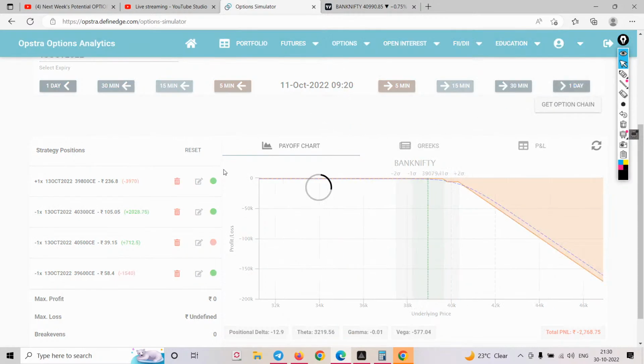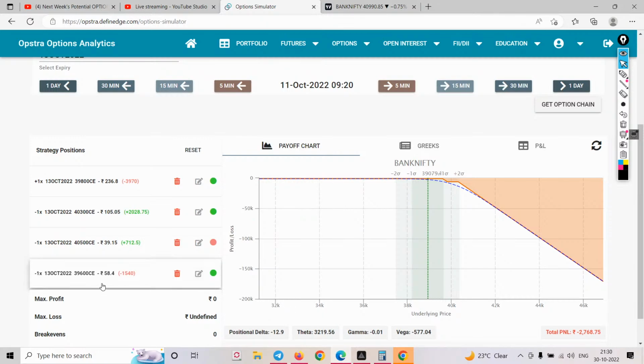On 11th, we are on 11th. I'm not sure whether I'm doing it right or not. Did I sell it here? Let me sell, let me check. Now the market, I think, went up. So let me go to the next day.